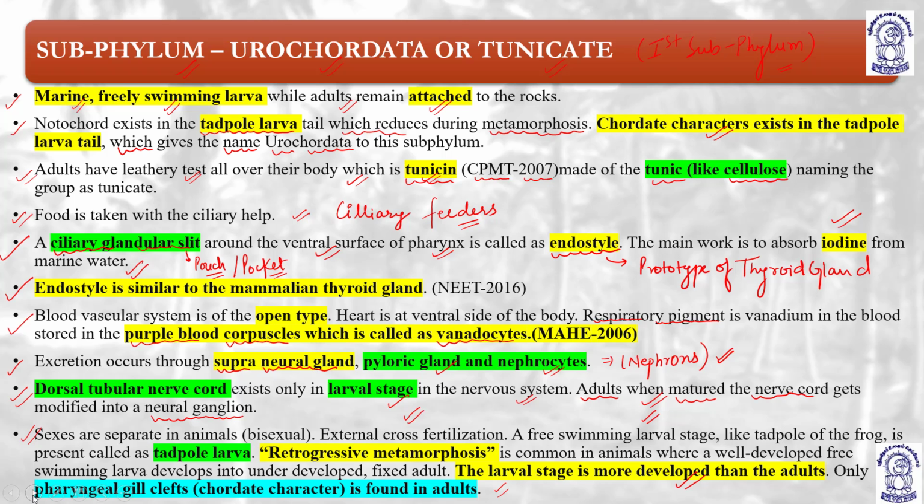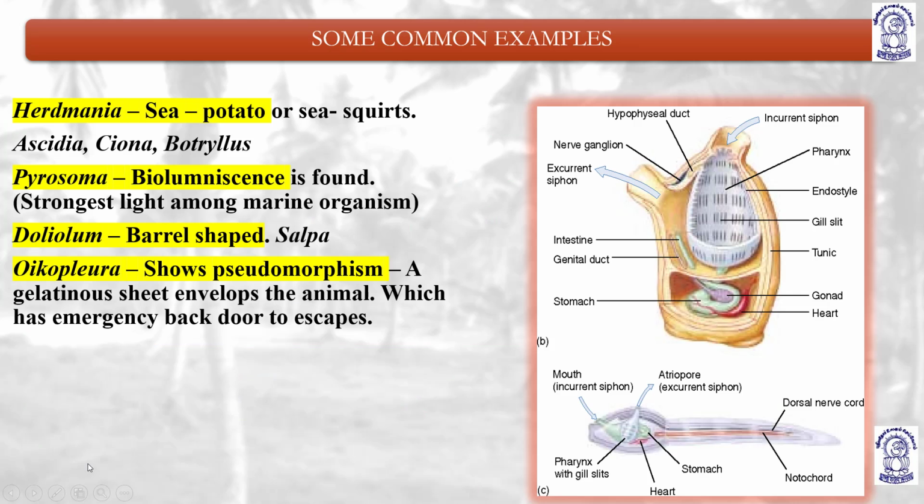Now moving to the next, there are some common examples. Herdmania, very important. Herdmania is also known as sea potato. Please remember the name, sea potato, or sea squirts. Then Ascidia and Ciona.